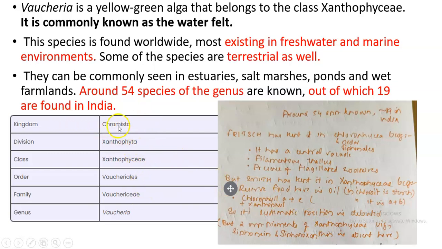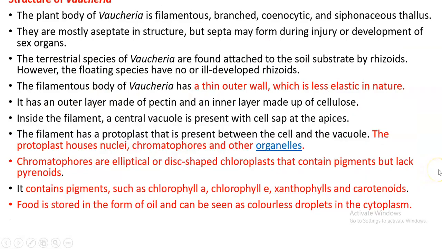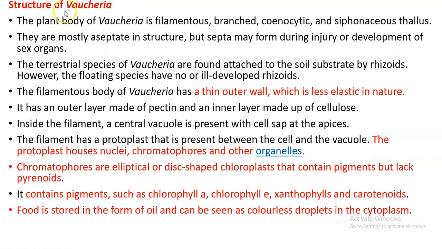But otherwise we are following this classification given by Smith. It is belonging to kingdom Chromista, division Xanthophyta, class Xanthophyceae, order Vaucheriales, family Vaucheriaceae, then genus Vaucheria. Under this we can see different species, like in the marine environment, Vaucheria hamata, and in the case of terrestrial environment, Vaucheria terrestris, etc. So this is the note for the structure of Vaucheria.